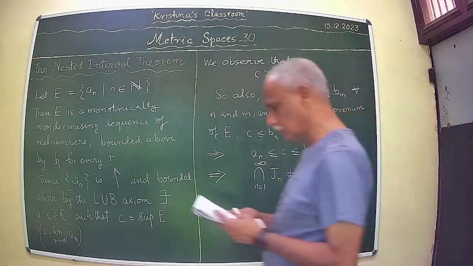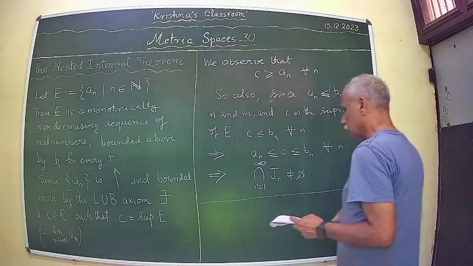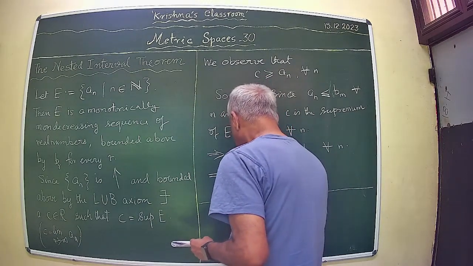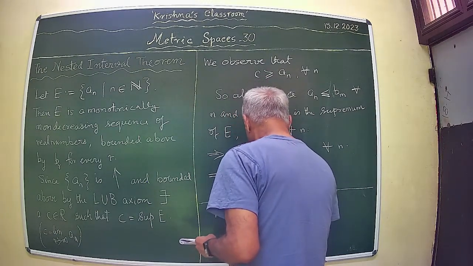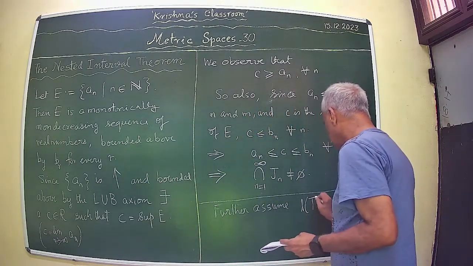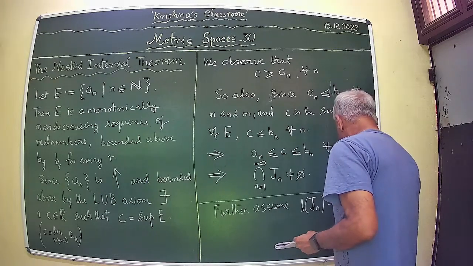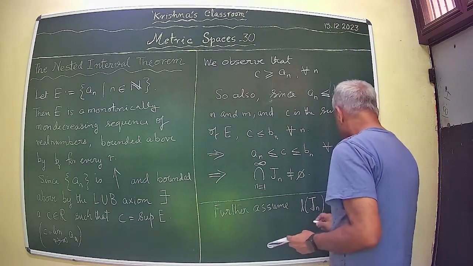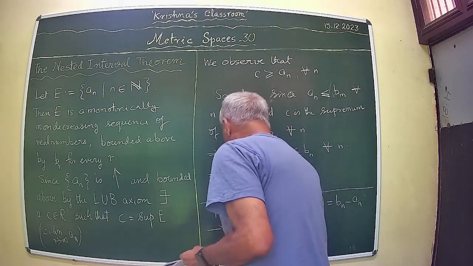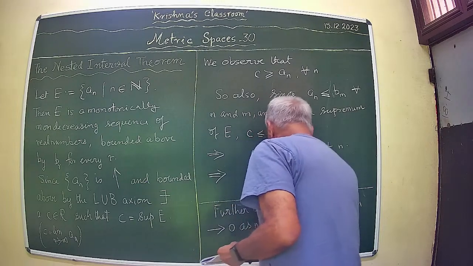Now we use the assumption. Further assume that the length of Jn, which is equal to bn minus an, goes to 0 as n tends to infinity.